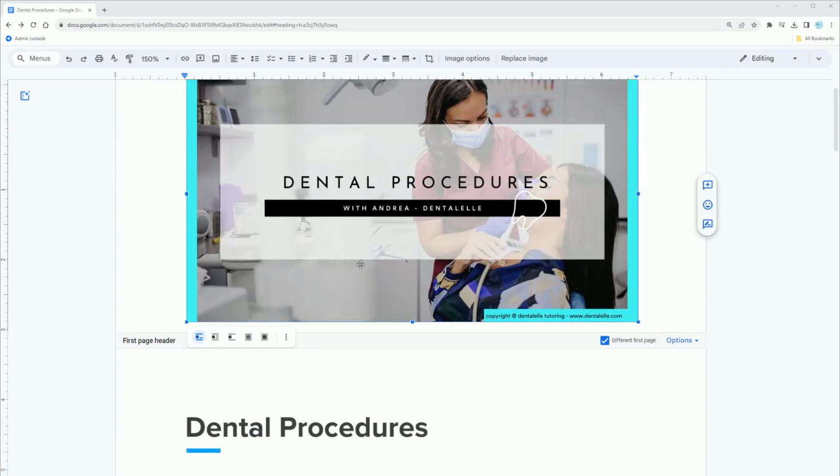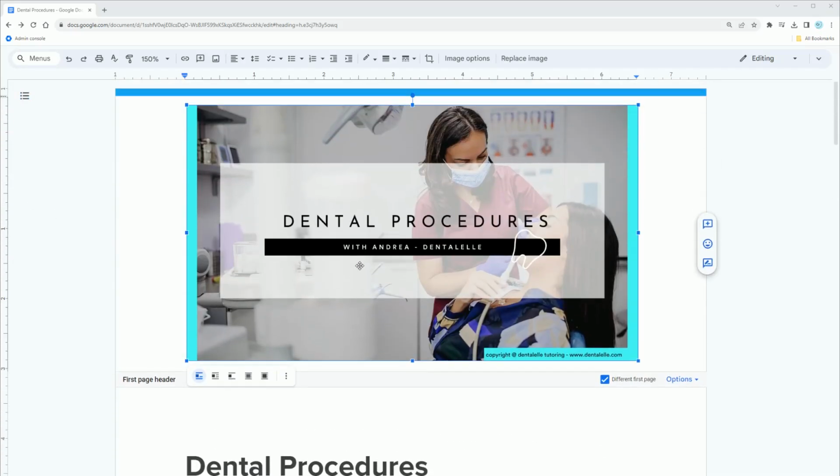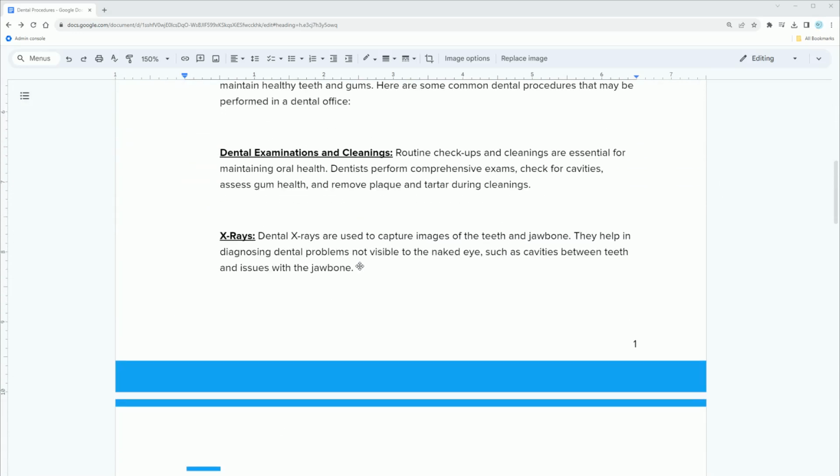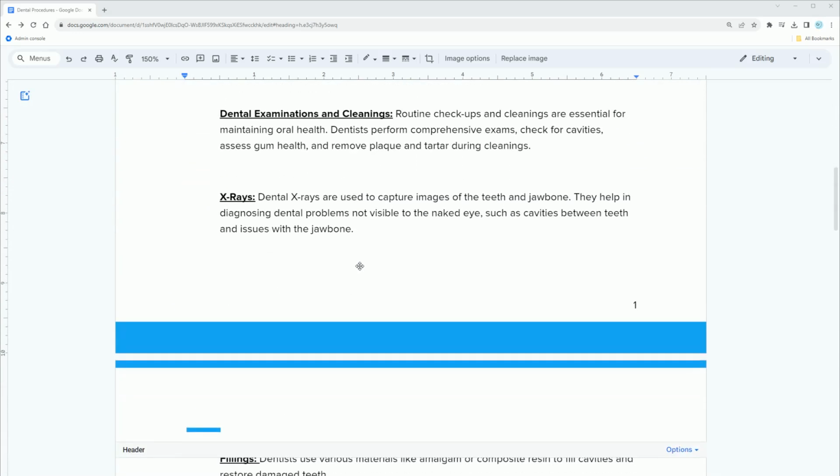So this is part of your Google document that you all have. So feel free to open that up if you want to follow along. I'm just going to go through what your document says. So for dental examinations and cleanings.